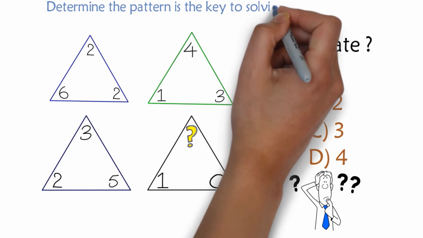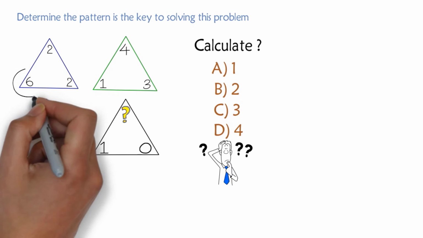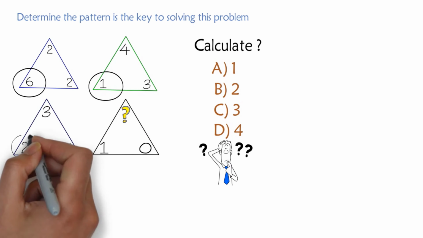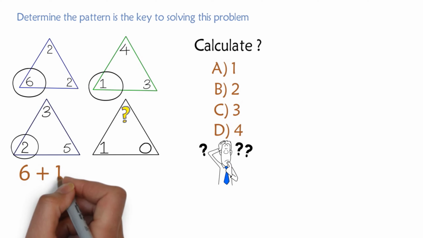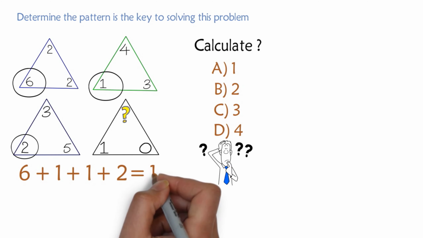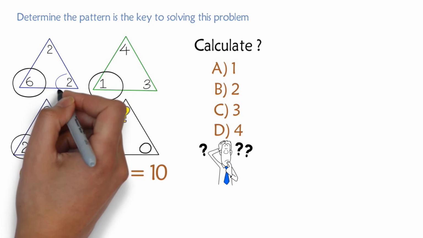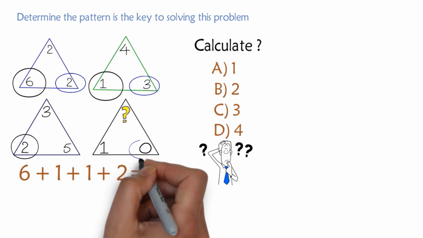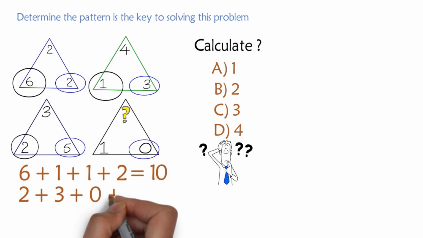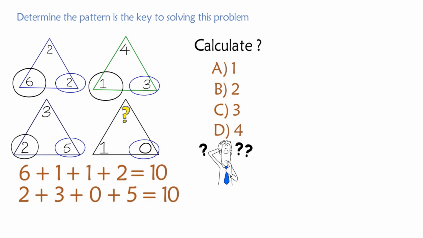Determining the pattern is the key to solving this challenge. For example, if you add up the numbers in the lower left corners, 6 plus 1 plus 1 plus 2 in all triangles, you will get the sum of 10. Same thing happens when you add up the numbers in the bottom right corners of the same triangles. 2 plus 3 plus 0 plus 5 also equals 10. So the same logic can be applied to the upper right corners of the triangles.